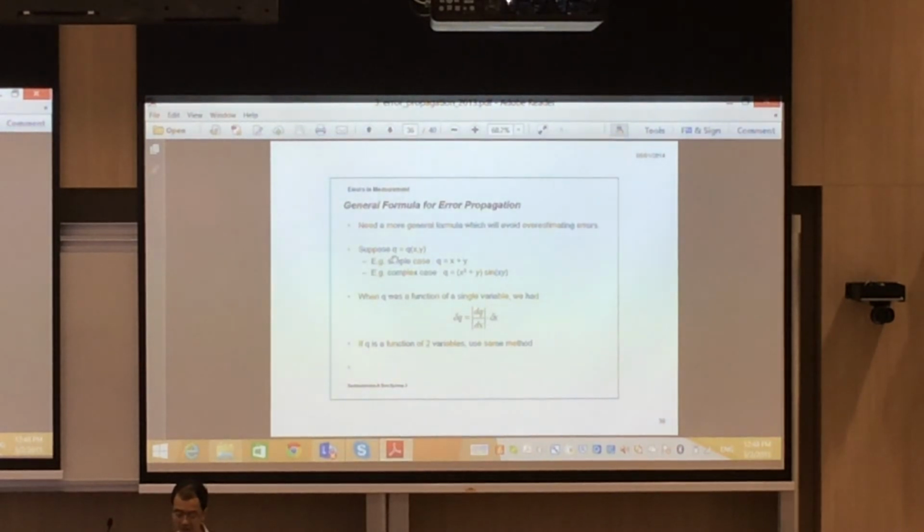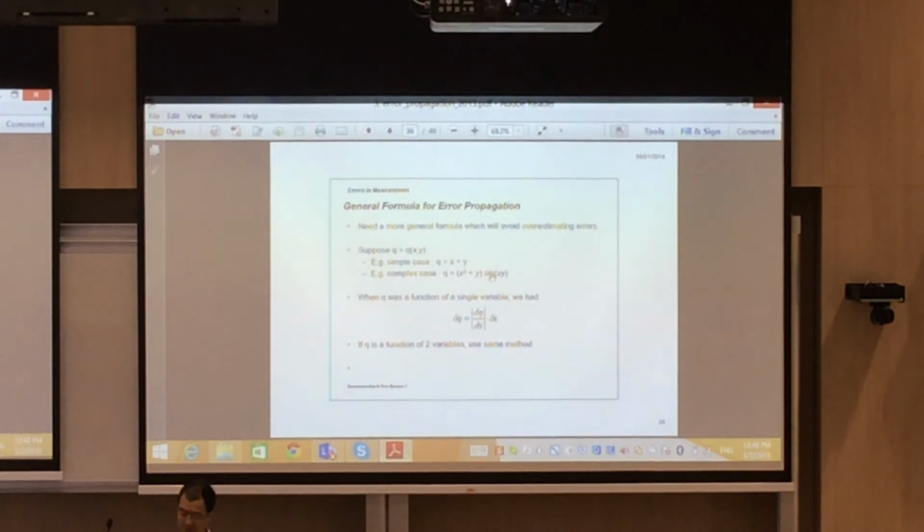Now if q is a function of two variables, as opposed to the function of one variable we discussed, the function can be very easy. It can be q equals x plus y, or it can be very complex, for example, this one. As you can see, even the function of one variable can be quite complex, so if it's a function of two variables, this can be even more tedious.